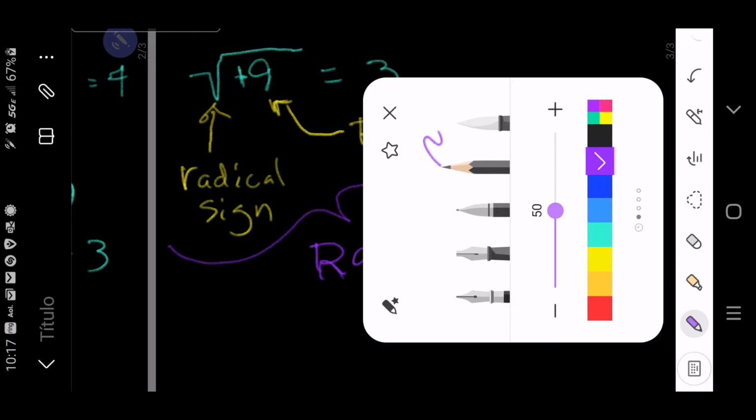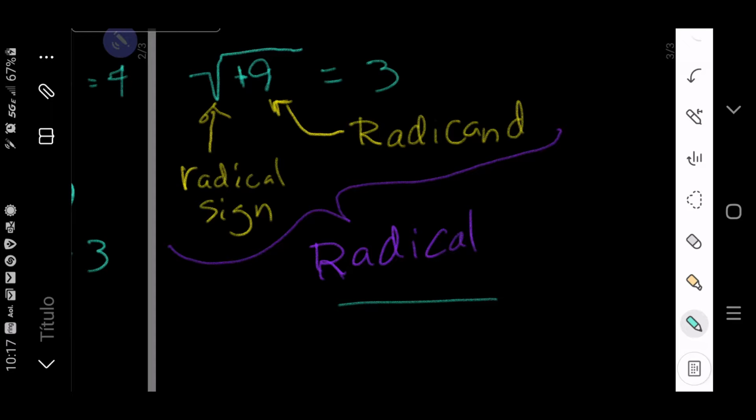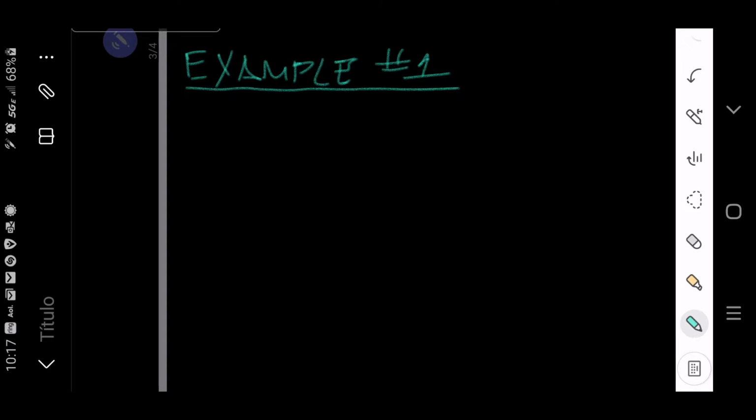And let's finish up with a couple examples. Example 1. Let's use 5. What is 5 squared? Like we discussed, 5 squared is 5 times 5. 5 times 5 equals 25.